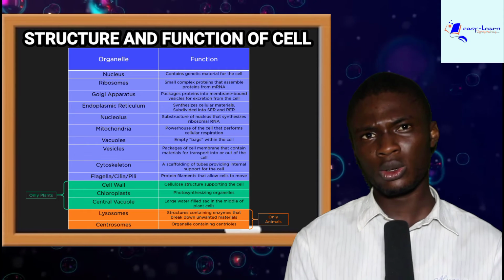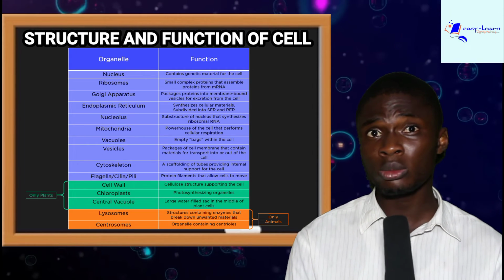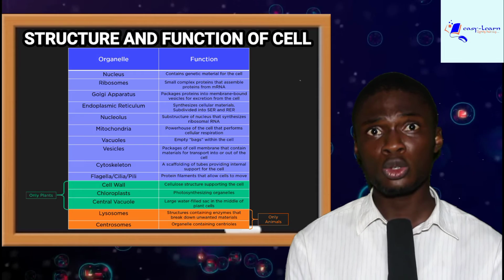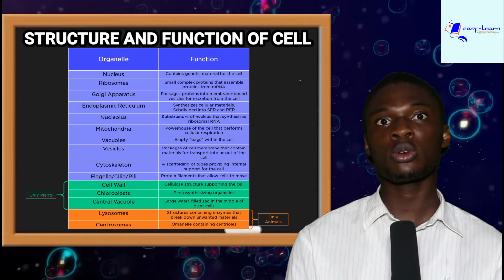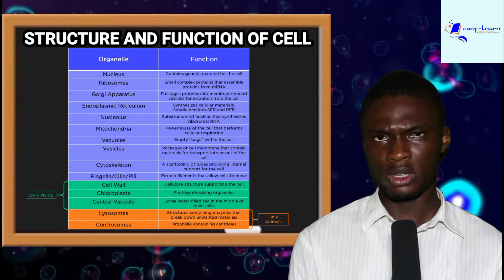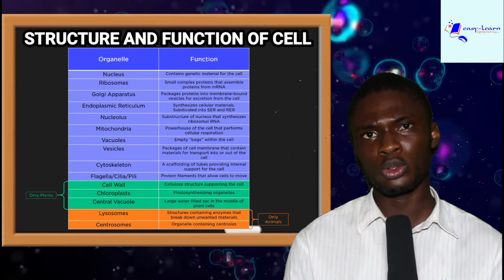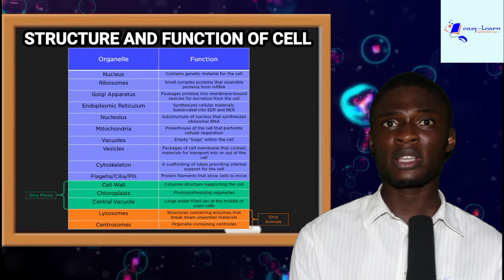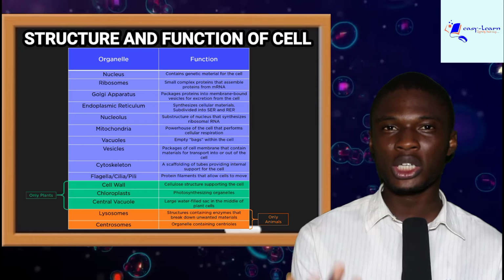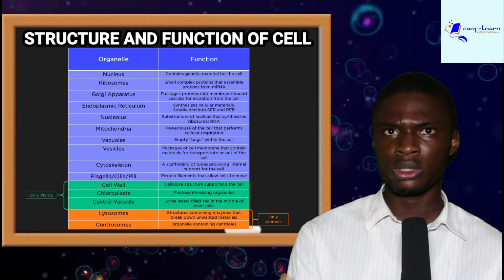Also, among other cell organelles, we have the endoplasmic reticulum. We have two types of endoplasmic reticulum. We have the smooth endoplasmic reticulum, which does not have ribosomes. We have the rough ER, which has ribosomes. What's the function of the endoplasmic reticulum? They are involved in intracellular transport of materials within the cell.